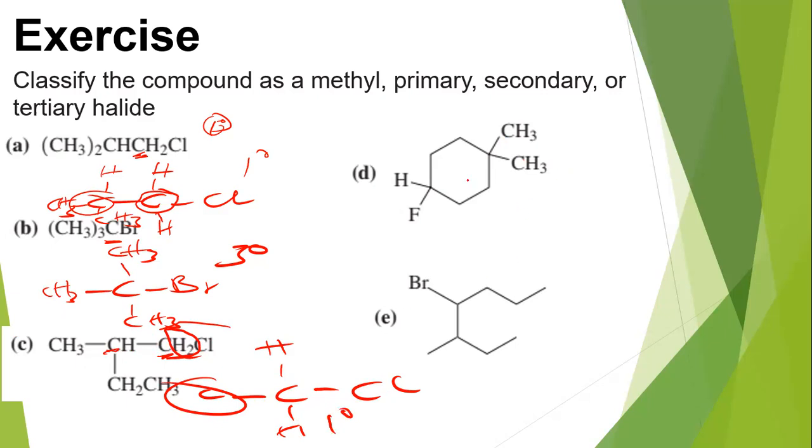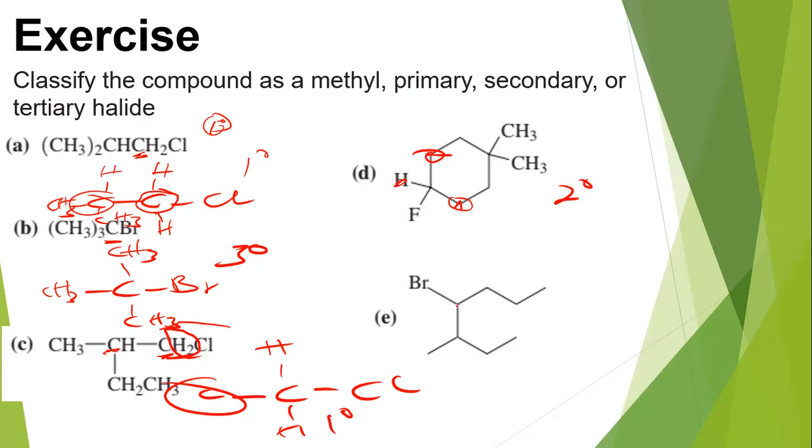Good. Now, if I come here, the carbon in question is this one. This carbon is directly bonded to this carbon, also bonded to this carbon and this hydrogen. Now, because it has two other carbons bonded to it, it is secondary, right?